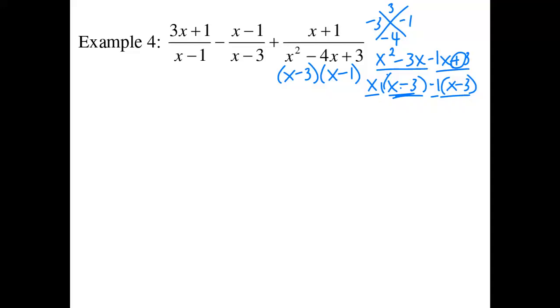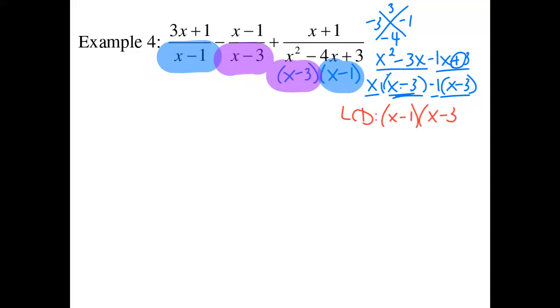Now grab your highlighter, and then something interesting happens here. I see x minus 1 here and here, and I see x minus 3 here and here. So everything ends up being highlighted, but I had to use 2 separate colors. So those 2 different colors are going to create our LCD for us. So the LCD here is going to be x minus 1, x minus 3, which is actually this denominator right here. So that one's already ready to go.